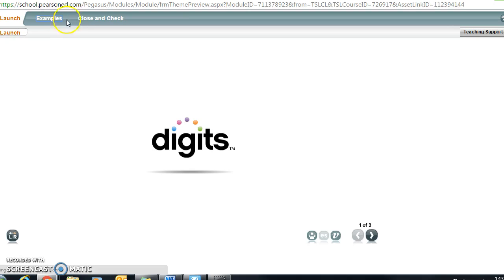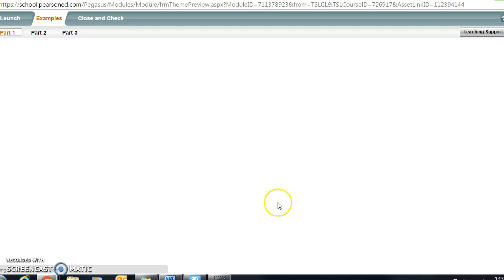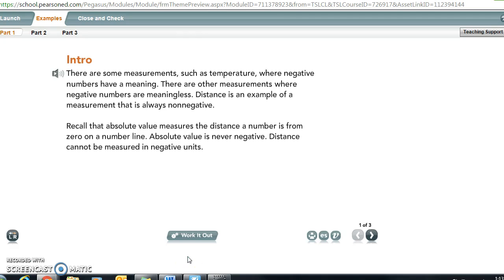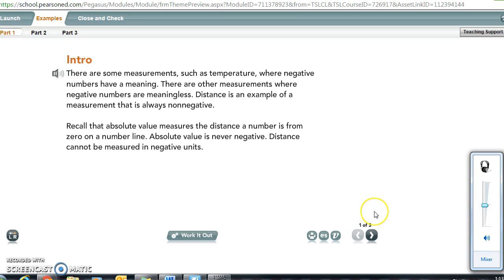Okay, so today we're going to be looking at 8.5, which is all about distance and applying what we know about the coordinate plane to different distances. There are some measurements, such as temperature, where negative numbers have meaning. There are other measurements where negative numbers are meaningless. Distance is an example of a measurement that is always non-negative.